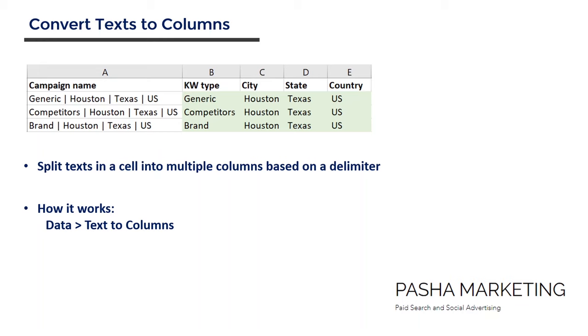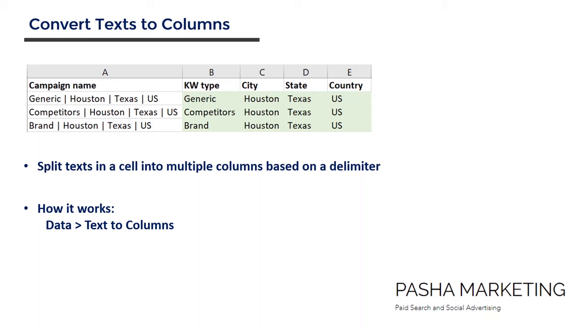The first one is actually not a formula, but a built-in feature in Excel. Text to columns lets you split text in your cells into multiple columns based on a specific character. In this example, I have a column for my campaign names. The naming convention used for these campaigns includes the type of keyword, name of the city, name of the state, and name of the country.